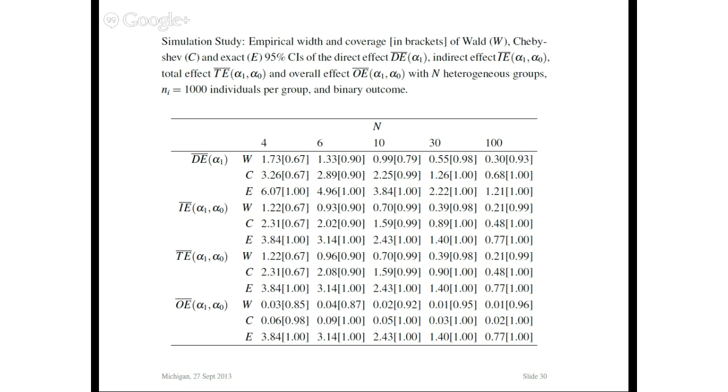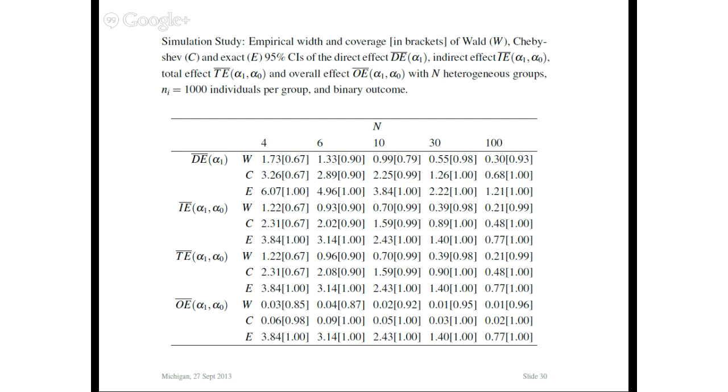Here are some simulation results comparing the Wald, Chebyshev and exact confidence intervals for the direct, indirect, total, and overall effect. Looking at different numbers of groups, so a small number of groups up to a relatively large number of groups. And then these table entries give you the average width of the confidence interval and the empirical coverage. Okay? So in this upper left-hand corner, for example, we see both the Wald confidence interval and the Chebyshev confidence intervals are undercovering. They're not giving the nominal 0.95. The exact confidence interval is covering, but it's quite wide.